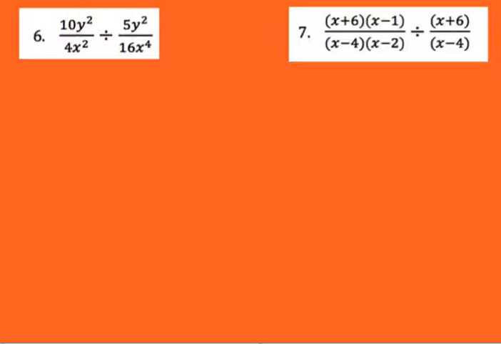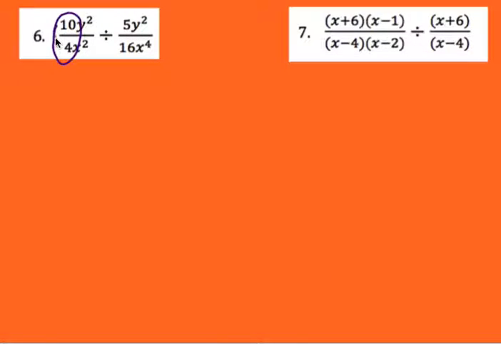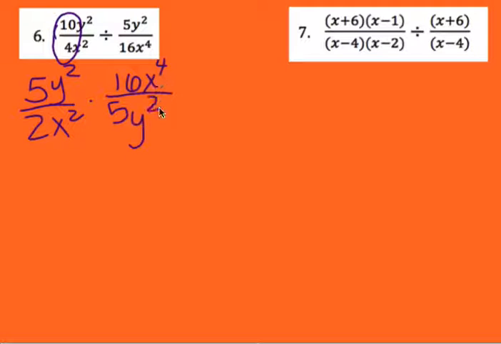All right, let's take a look at number 6. So for number 6, we need to simplify. So you can simplify before or after, it doesn't matter. So let's go ahead and do 10 divided by 4, and we get 5 over 2, x squared, and then y squared. So this second one, I can't simplify, so I'm just going to flip the fraction. Okay, so now let's go ahead and multiply.